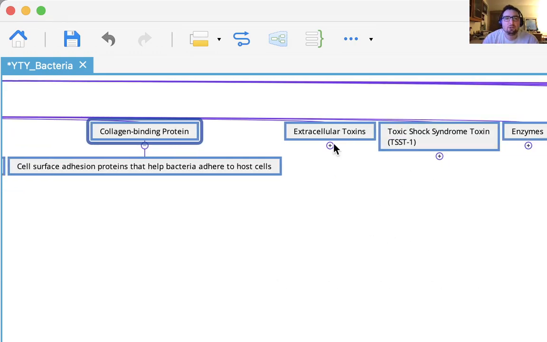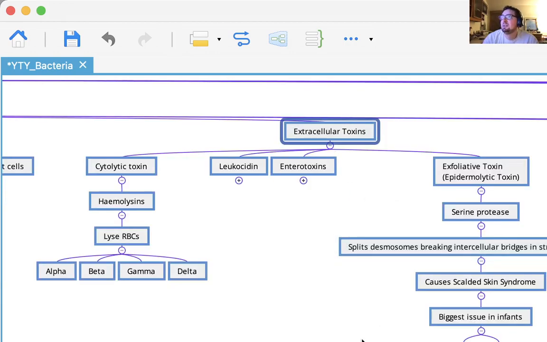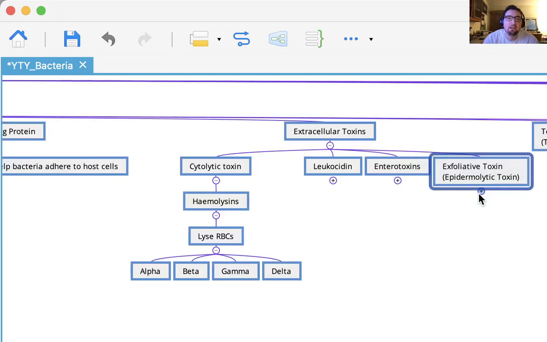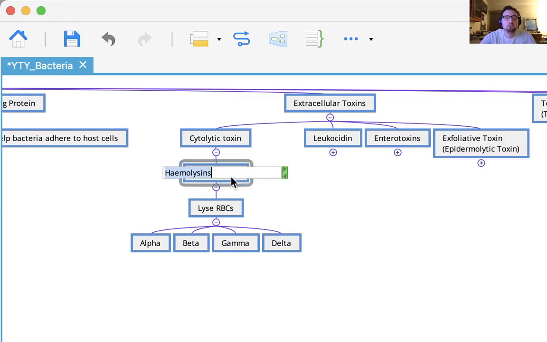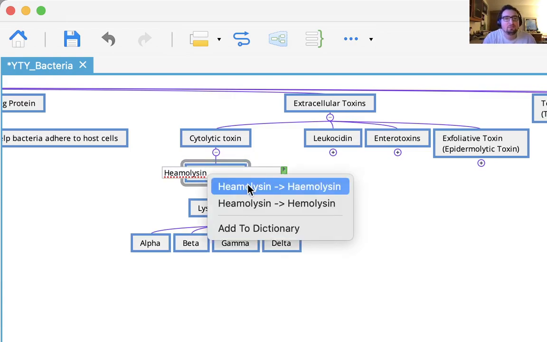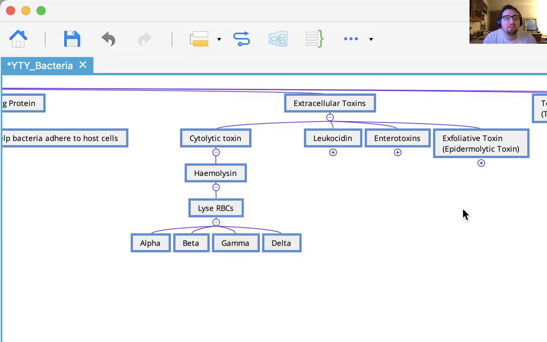Next, we have the extracellular toxins. So, big long list here. Don't let it stress you out. We're going to go through them one at a time, and it won't be that big a deal. Cytolytic toxin. So this is a hemolysin. This allows you to lyse red blood cells. And there's a bunch of different types, but don't worry about it. The important thing is you're lysing red blood cells.